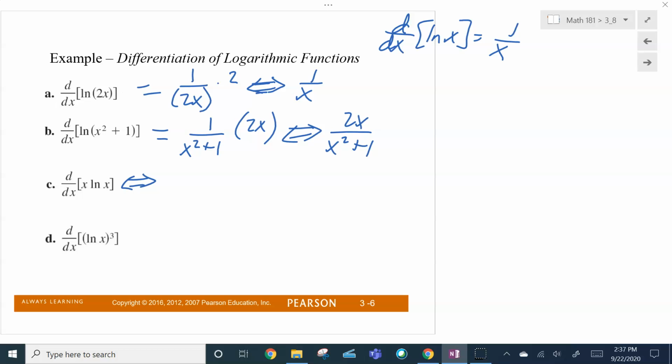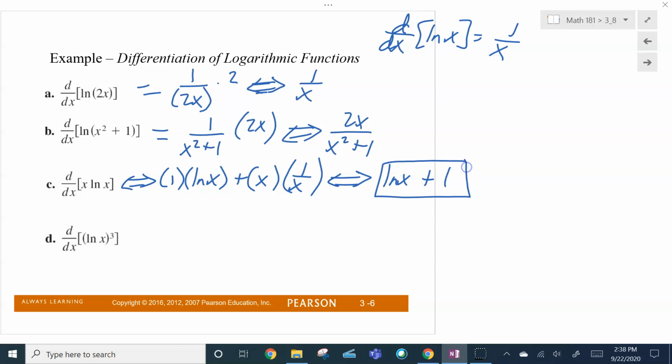Here we've got the derivative of x times the natural log of x. So I've got the product rule: derivative of the first times the second plus the first times the derivative of the second. So we get ln of x plus x over x. Well, x over x is just 1. So ln x plus 1.